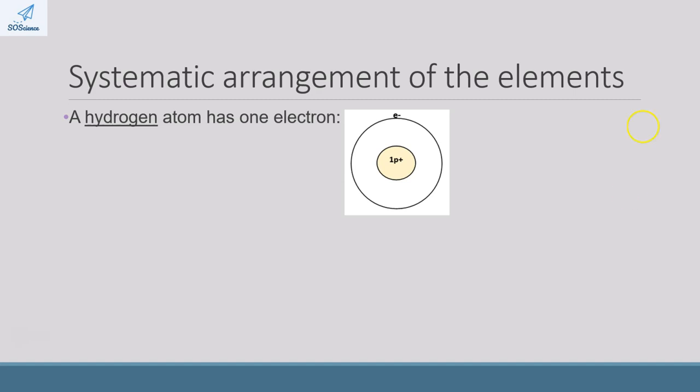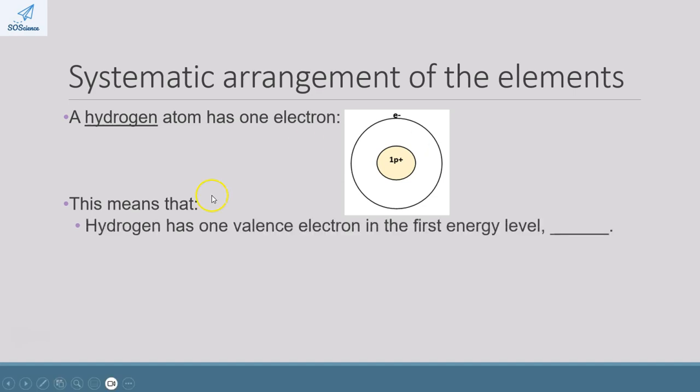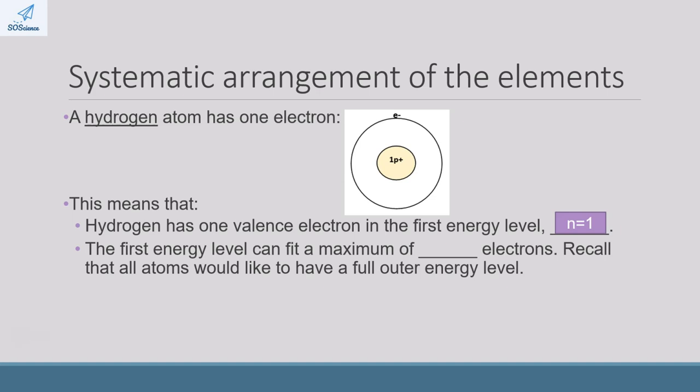A hydrogen atom has 1 electron in total. So what that means is that hydrogen has 1 valence electron in the first energy level. And what do we call that first energy level? It is called n equals 1. So hydrogen's valence electron exists in n equals 1. The first energy level can fit how many electrons? Well, we learned that n equals 1 can fit a total of 2 electrons.